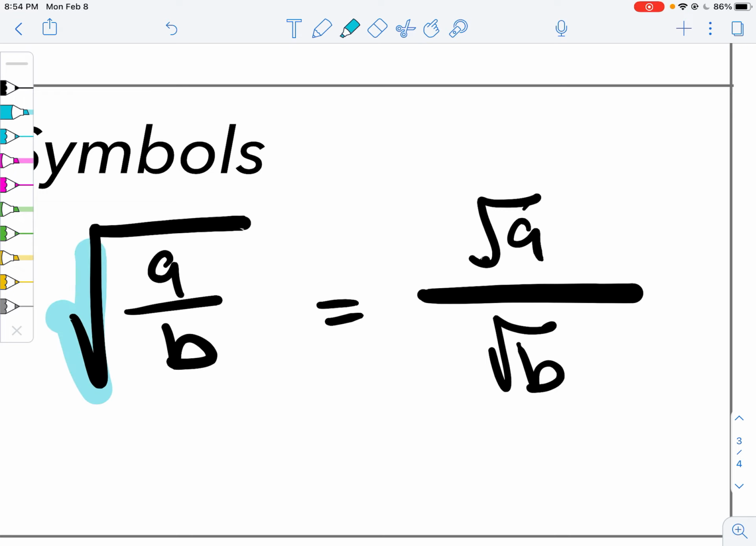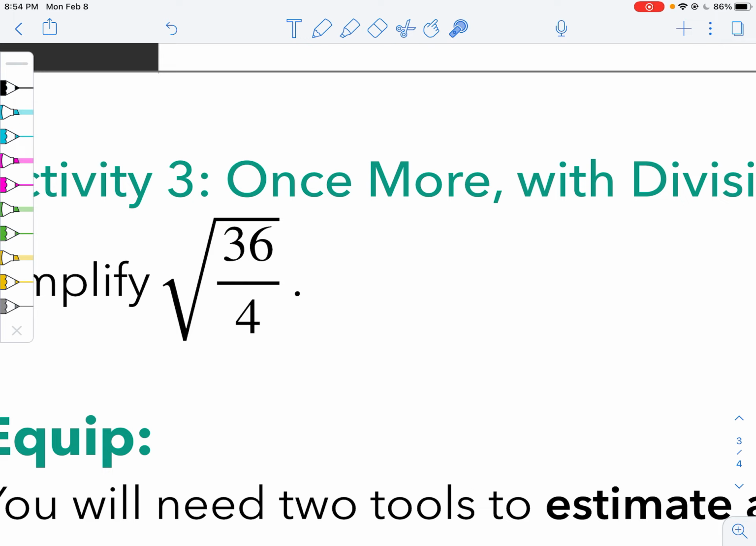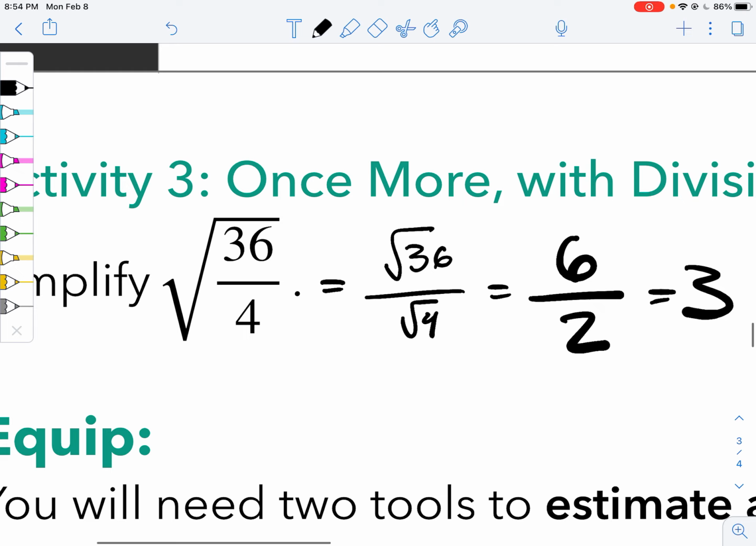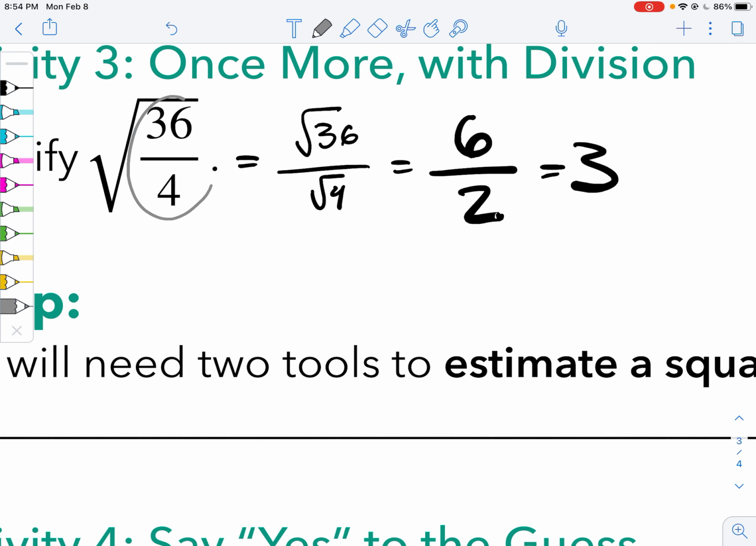If you've got a square root with division, you can break it up into a division of square roots. I'm going to do one more as an example. You don't need to do a whole bunch. So if we want to simplify the square root of 36 over 4, that's the same thing as the square root of 36 over the square root of 4. The square root of 36 is 6. The square root of 4 is 2, which is 3. Or, you know that 36 divided by 4 is 9. And the square root of 9 is 3.